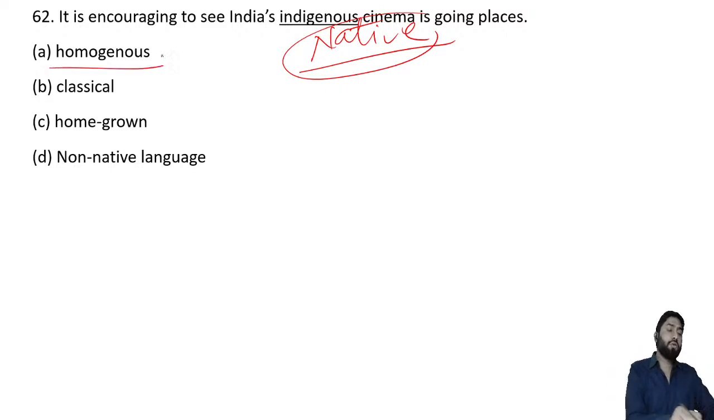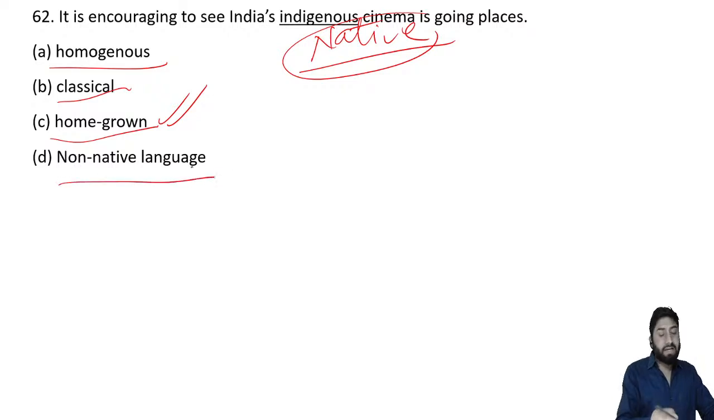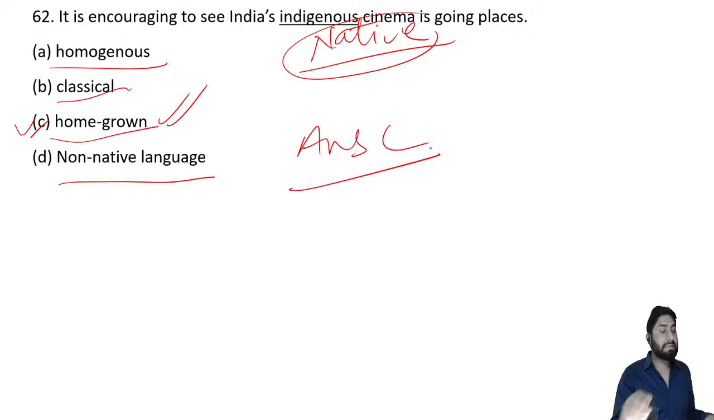Synonyms हमें करना है. Homogeneous means similarity, उसकी बात ही नहीं कर रहे हैं हम, which is similar everywhere. Classical means very olden, which is coming now, which is homegrown. This is the native. It's a synonymous word. Non-native again opposite हो गया. So the C is the synonymous one here. So answer is C if you go for the synonyms. Next.